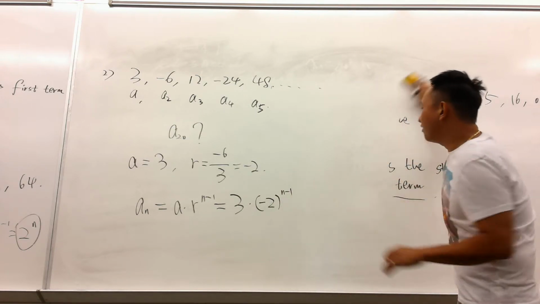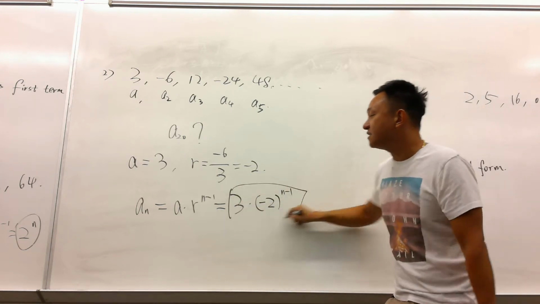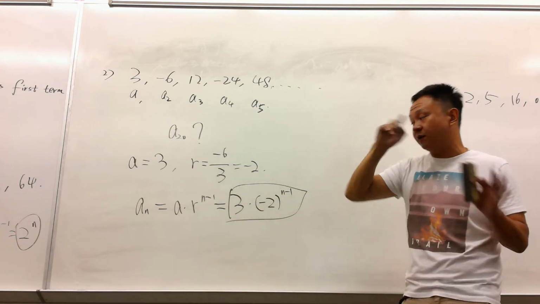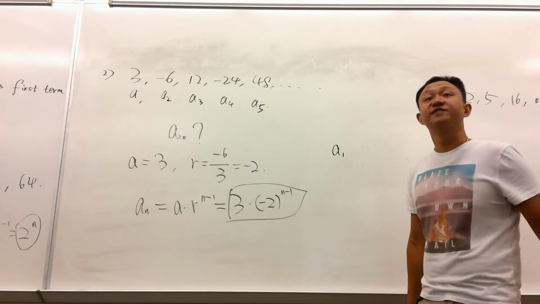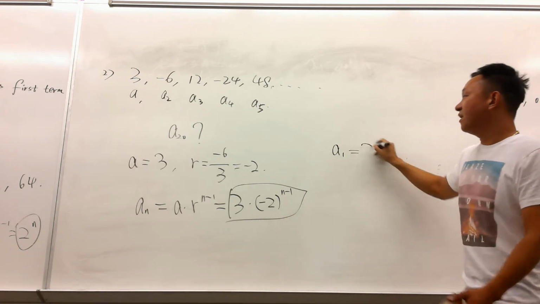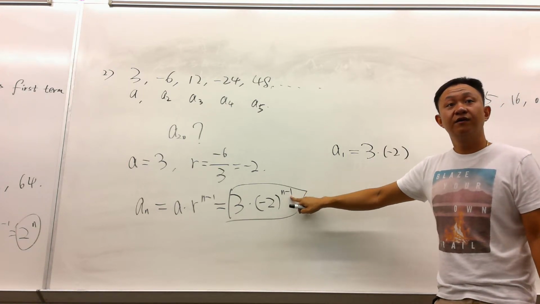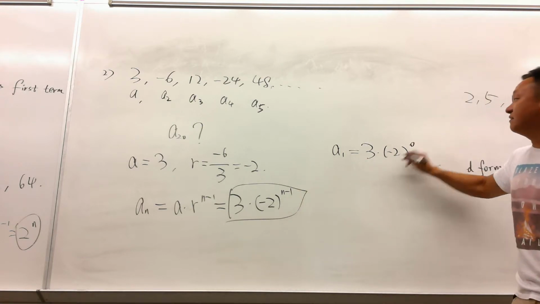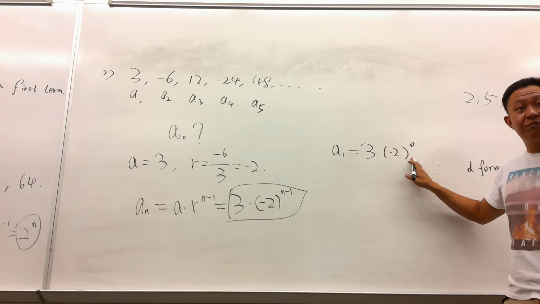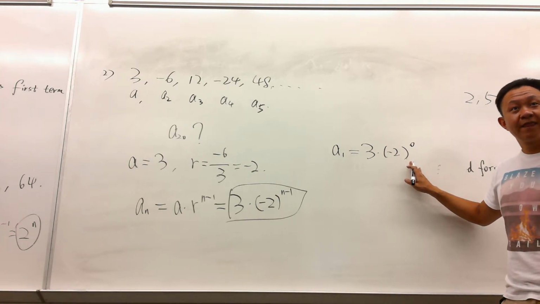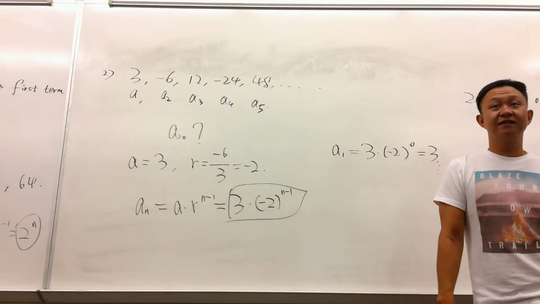Now I want to check if this formula makes sense at all. I'm using this general formula for this particular sequence to find A1, A2, A3, A4, and I want to see if it matches the true sequence. A1 in this case equals 3 times -2 to the power of 1 minus 1, which gives you 0. And any number to the power of 0 equals 1, and 1 times 3 equals 3. And this matches the original sequence. You with me? You know what I'm doing, right?